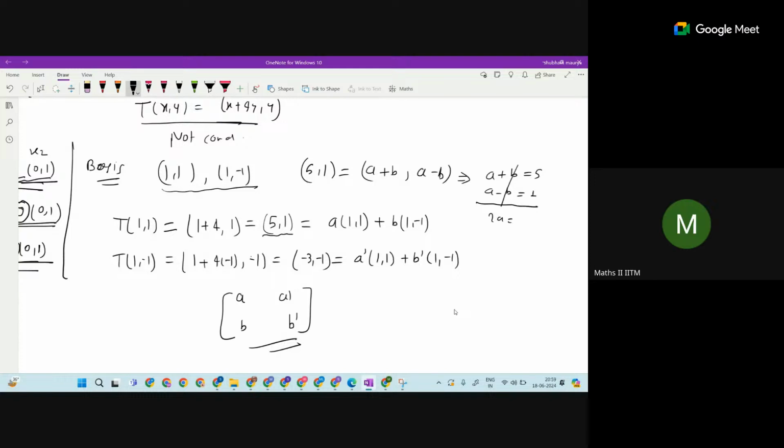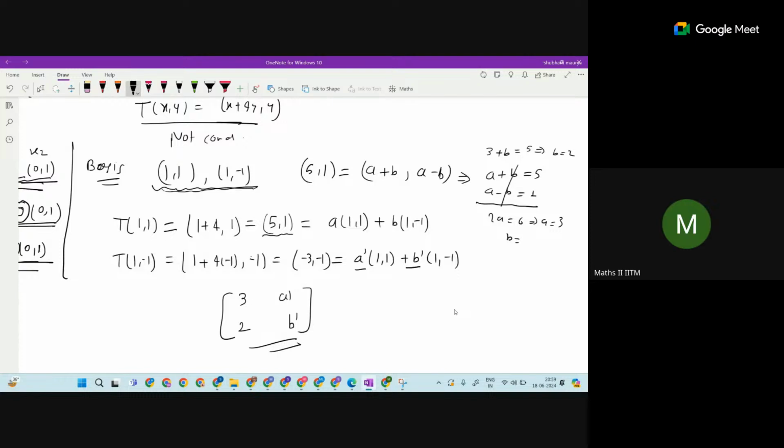So 2A is equal to 6, and we get A equal to 3. Now we substitute into either equation to get the B value. 3 plus B equals 5, so B equals 2. Similarly, we will do this for A' and B'. And this is going to be your matrix representation with respect to this basis.